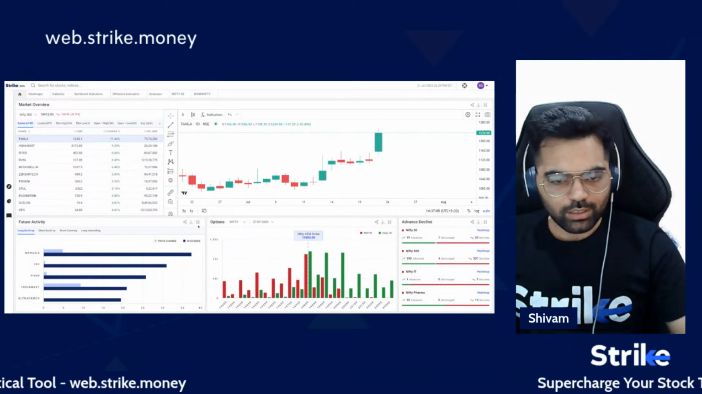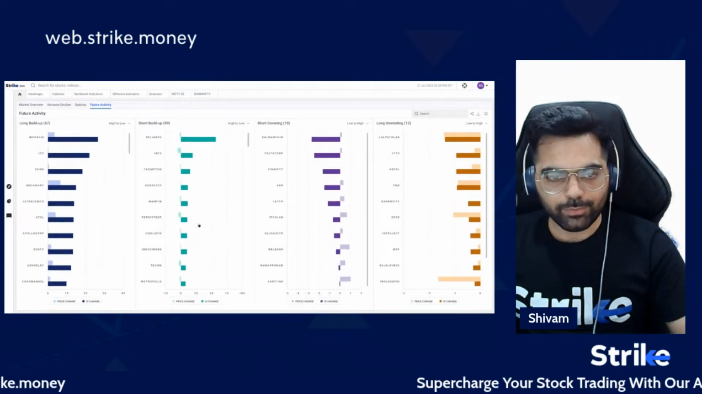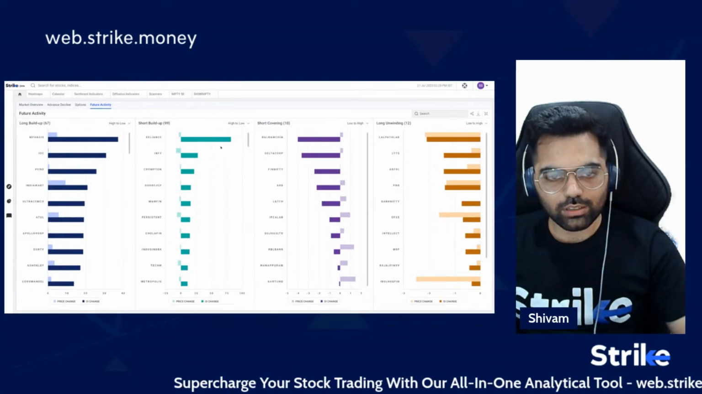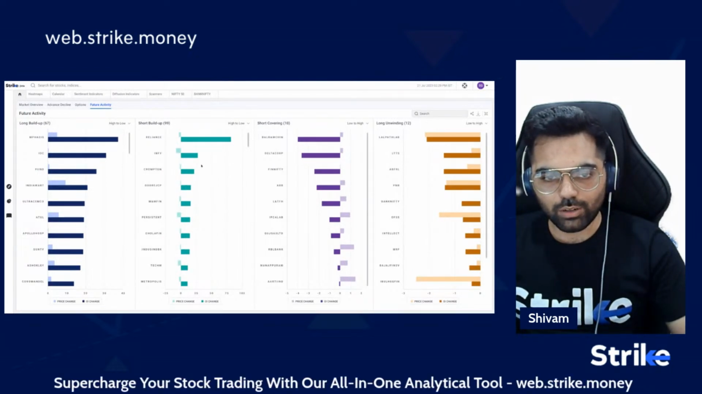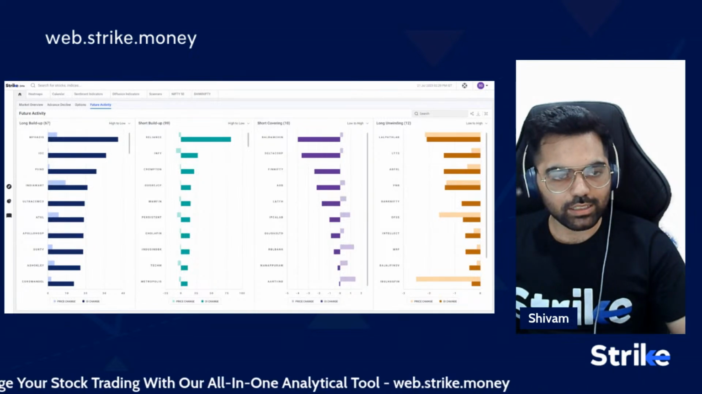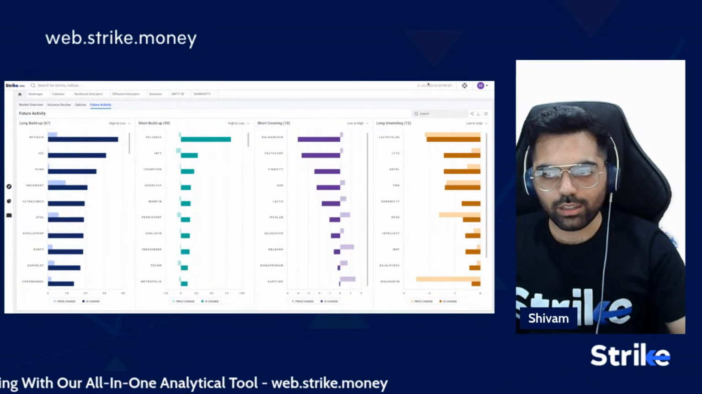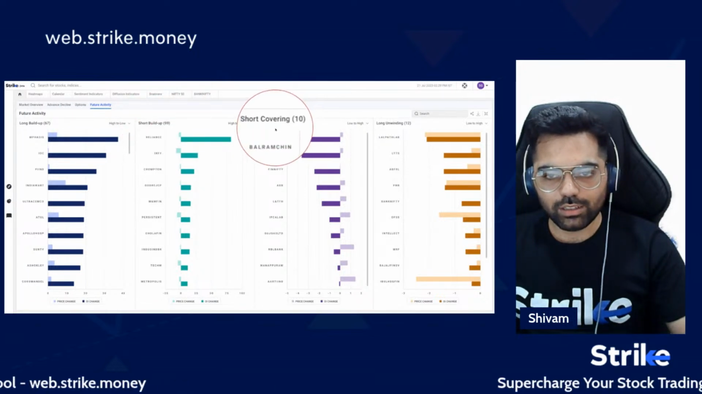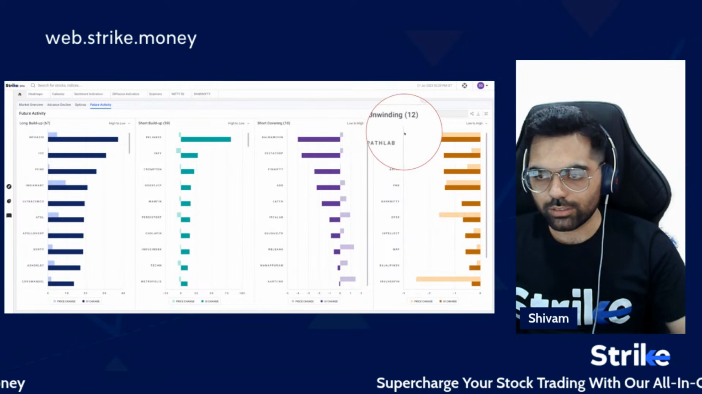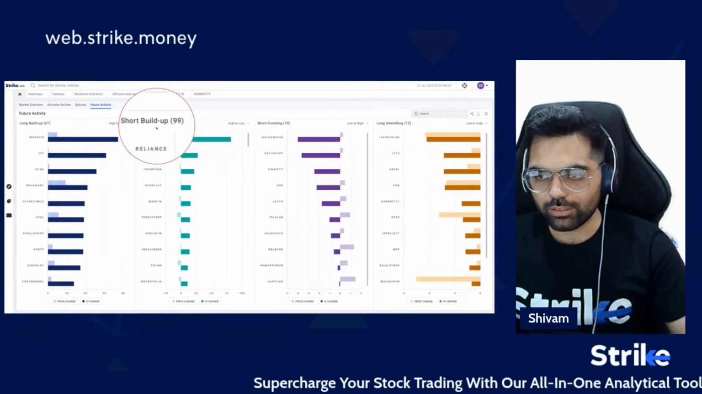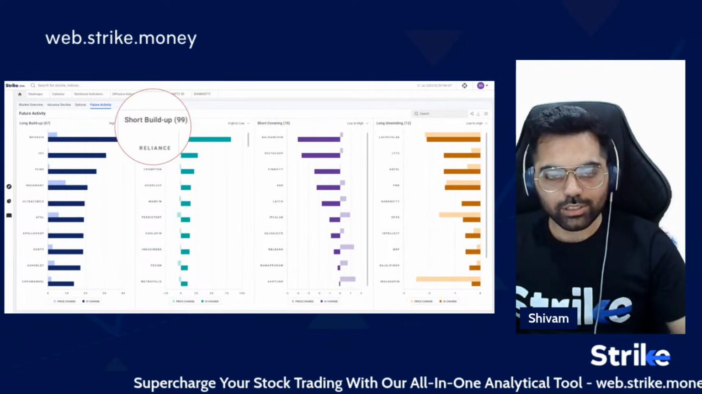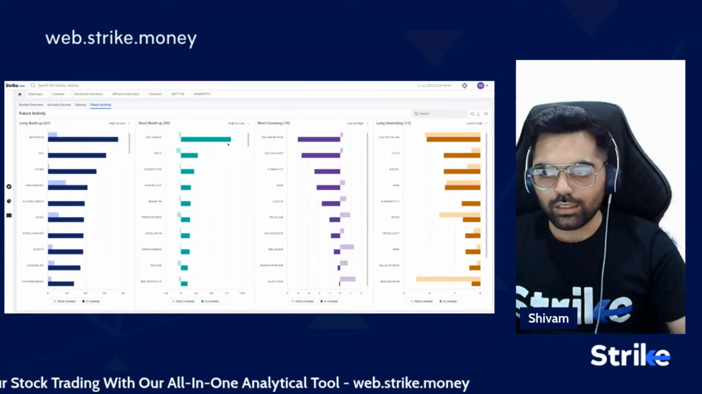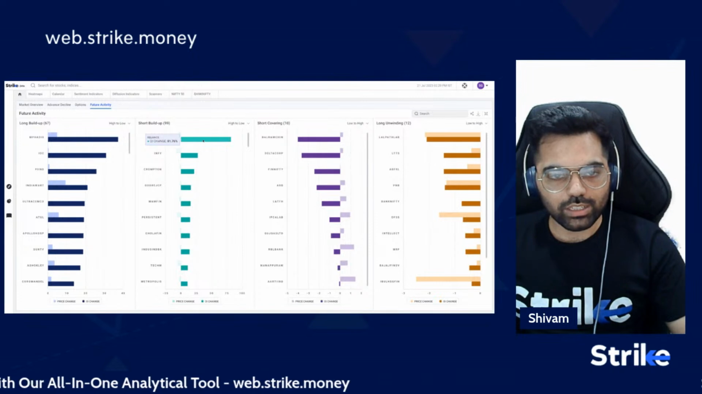Let's have a look at what happened in the futures activity today. It's a mixed session with more interest on the downside. As you can see, there are only 67 stocks with long buildup and 99 with short buildup, only 10 with short covering, and 12 stocks with long unwinding. The highlight is taken by the short buildup stocks, within which Reliance is at the top with an OI change of 81%.